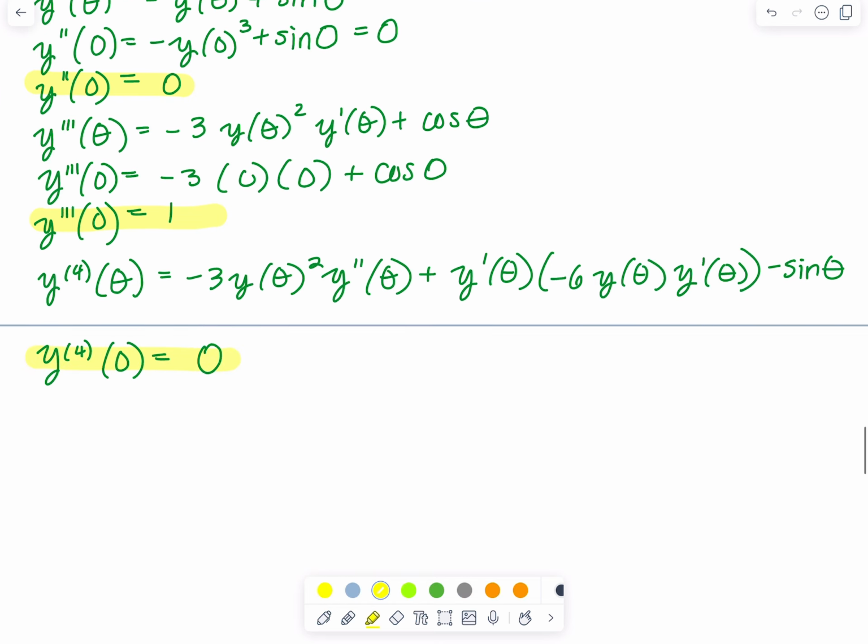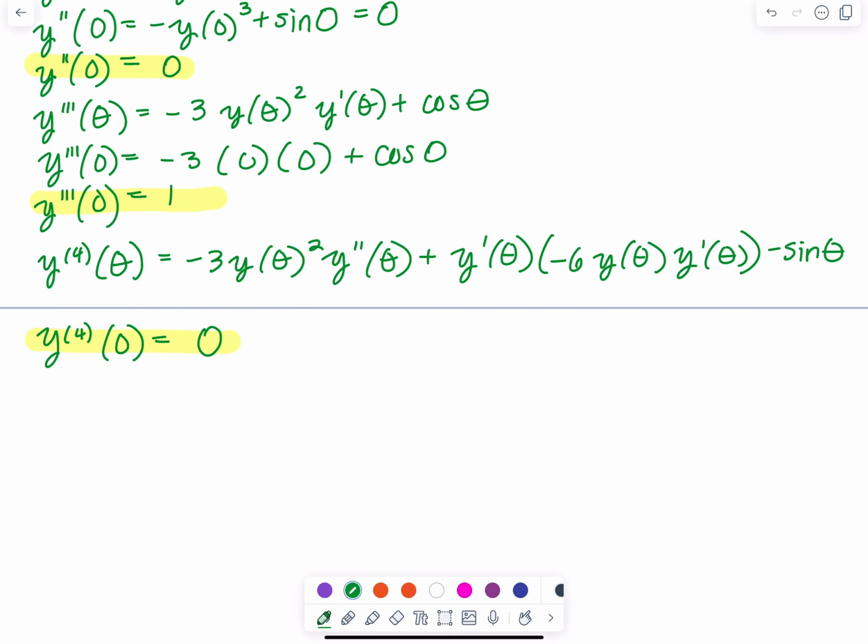So moving forward with these next derivatives, I will leave that up to you to go ahead and find. So we do have the fifth derivative of y at theta to be the opposite of y of theta cubed. And I hadn't been really putting that.